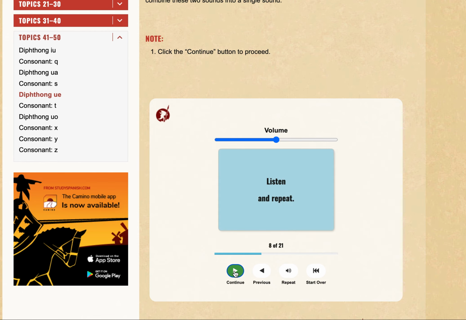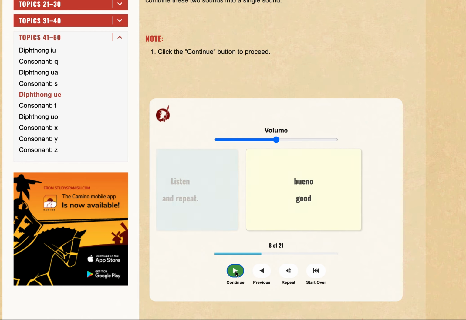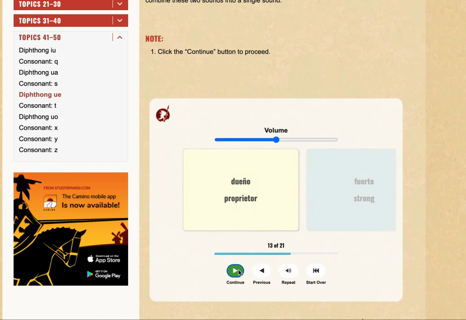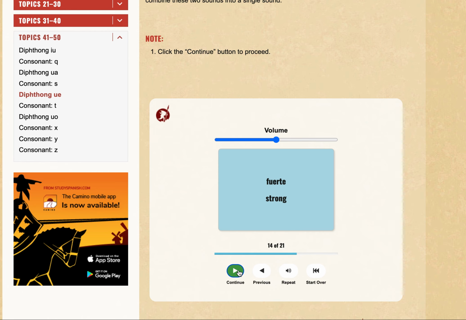Listen and repeat. Concentrate on combining the two vowels into a single syllable in the manner of the native speakers. Bueno, puerta, escuela, abuela, dueño, fuerte. Listen and repeat.